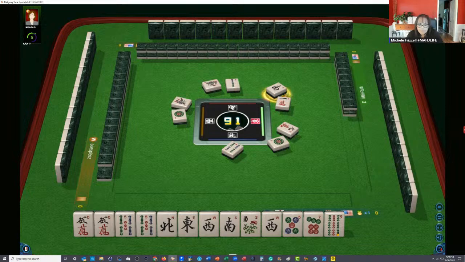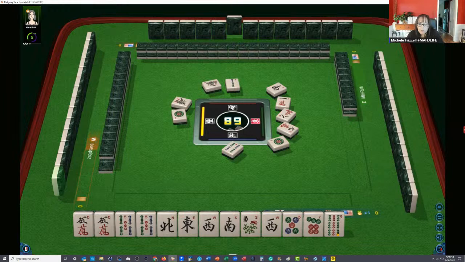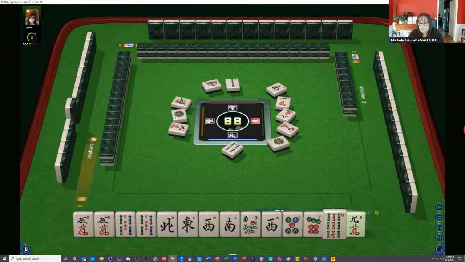I forget. All right, so we can't call anything, and we still need a pair of flowers. So we need a flower. But if we get these 5s built up, I would Kong because we have no gaps with this hand.